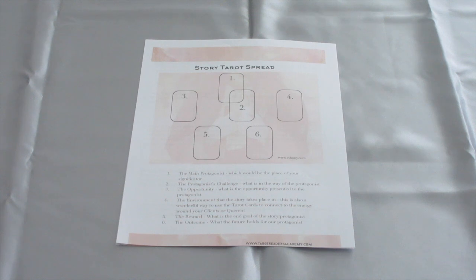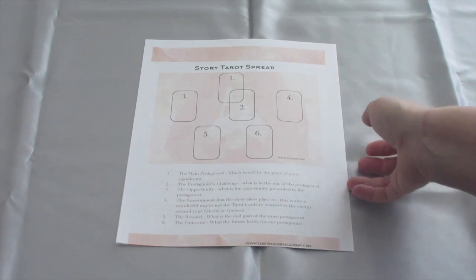Number four is the environment that the story takes place in. This is also a wonderful way to use the tarot to connect to an energy around your clients or careers for the future as well. Number five is the reward. So what is the end goal of the story or protagonist? And then number six is the outcome. So what does the future hold for our protagonist? I'm going to do this spread first, and then we'll move on to the rest of the actual worksheet.